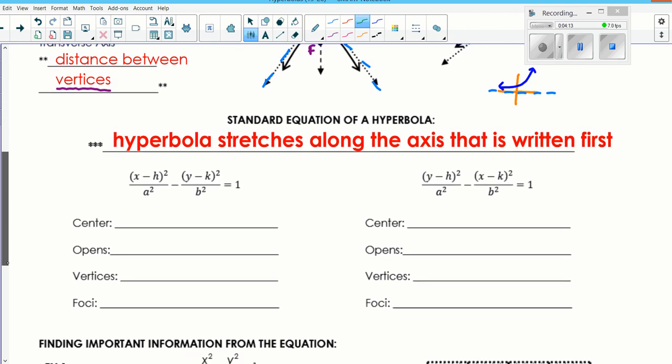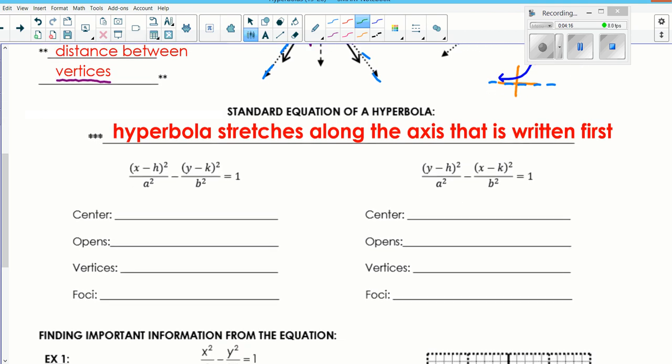We have that a hyperbola stretches along the axes that is written first, so that's what's really important here. In an ellipse that we talked about yesterday, an ellipse will always have x being written first, and then your y. However, in a hyperbola, because of the minus sign, we can switch which one's written first. Notice in this one, x is written first, and in this one, y is written first. That's because of the minus sign. In this part, the y squared is negative, whereas in this part, the x squared is negative, and that's what's dictating what direction it goes.